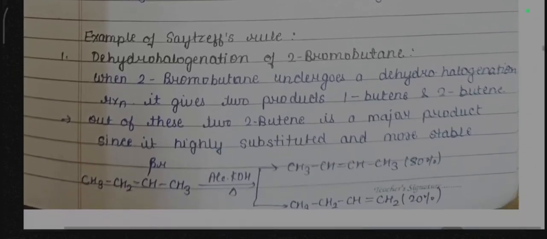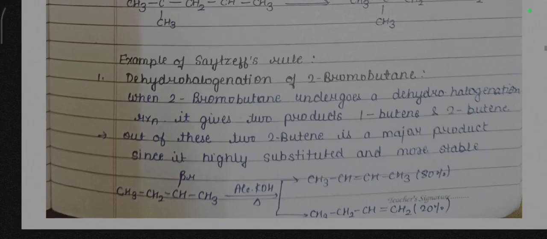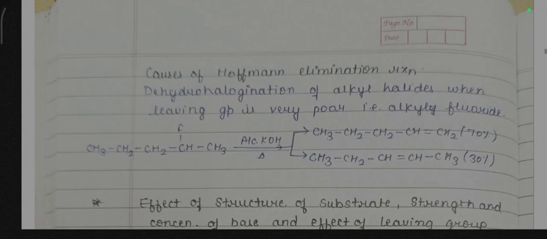Example of the Saytzeff rule: dehydrohalogenation of 2-bromobutane. When 2-bromobutane undergoes a dehydrohalogenation reaction, it gives two products, 1-butene and 2-butene. Out of these, 2-butene is the major product since it is highly substituted and more stable. Causes of Hofmann elimination reaction: dehydrohalogenation of alkyl halides when the leaving group is very poor, for example alkyl fluoride.